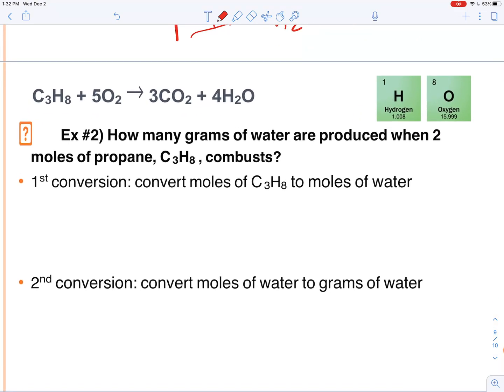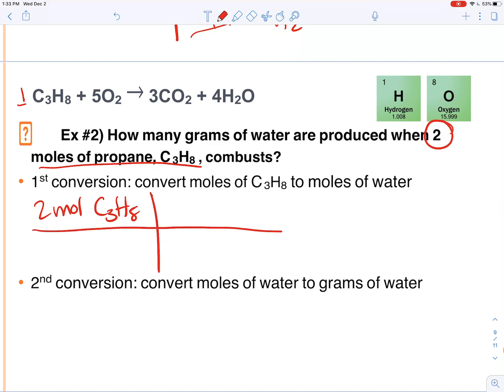All right, last example problem. How about you help me out with this one? So it says here, how many grams of water are produced when we have 2 moles of propane? So I'm going to start with that, 2 moles of C3H8. I've got a different chemical equation here. And we'll need to look at those coefficients, right? So first step, it says here, convert moles of propane to moles of water.